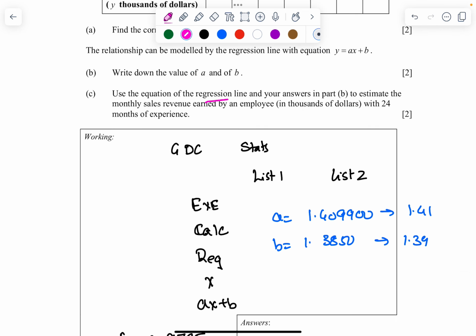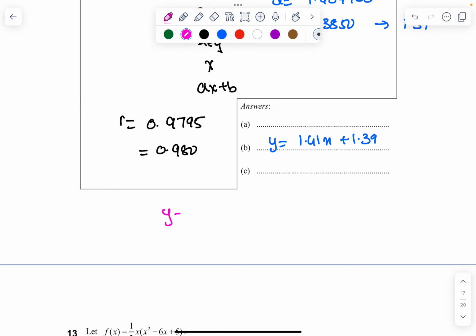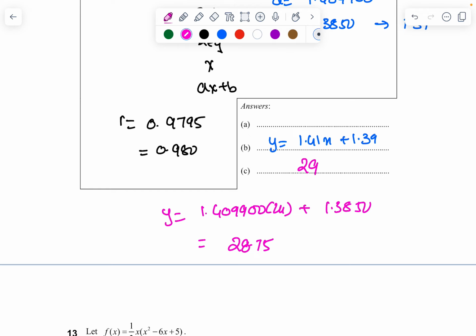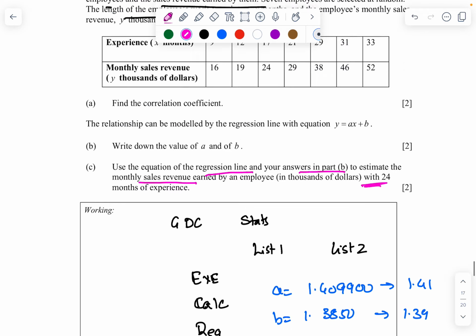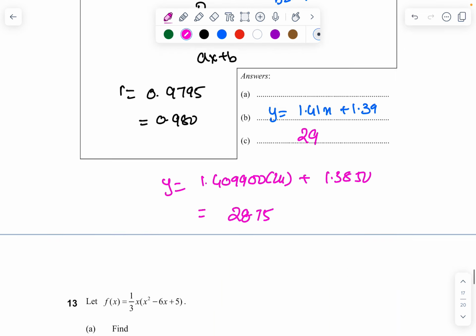Use this equation for the regression line. Use your answers in part B to estimate the monthly sale revenue for 24 months of experience. So y equals 1.409900 times 24 plus 1.3850. When you simplify that, you should get 28.75. But in two significant figures, 29, because all the answers are in two significant figures. Therefore, I write it as 29.